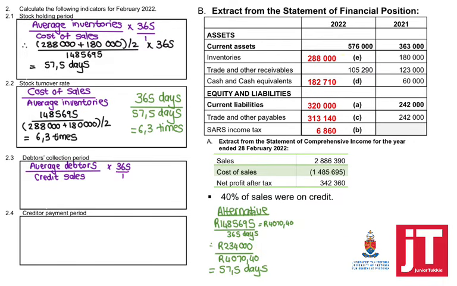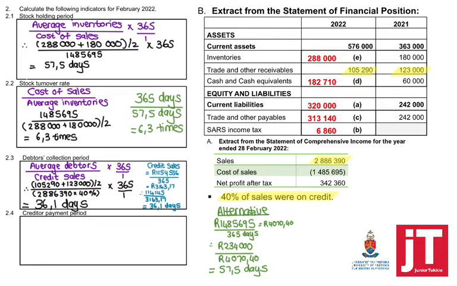Your debtors collection period, we have to take the average debtors divided by credit sales. Please remember, sales from the income statement consists out of cash and credit sales. So make sure in this calculation that you use your credit sales. Again, average consists out of beginning plus end divided by 2. So the trade and other receivables was given to you.